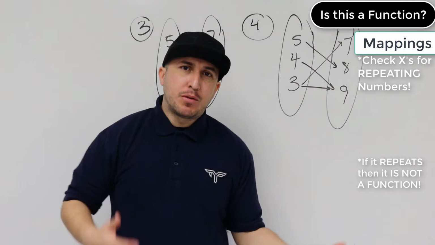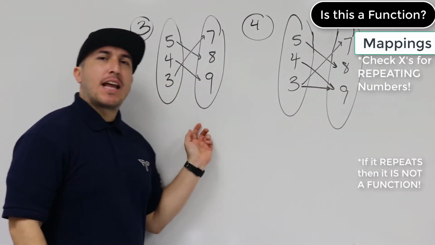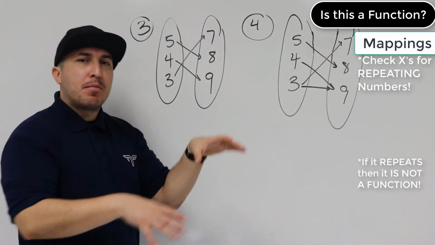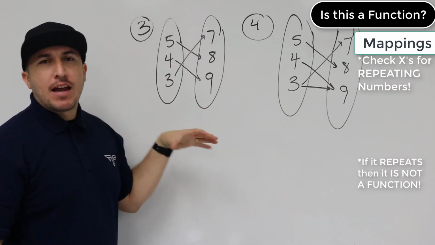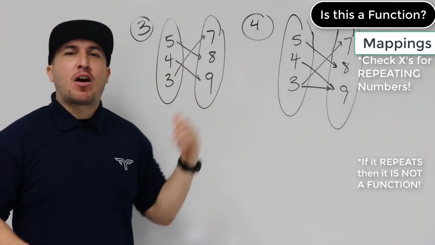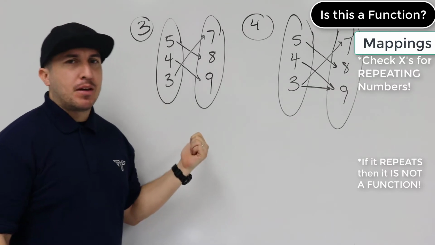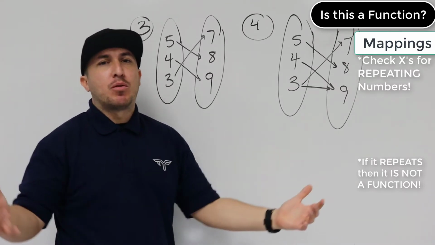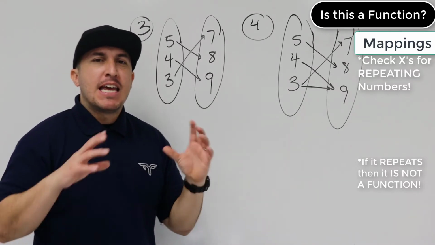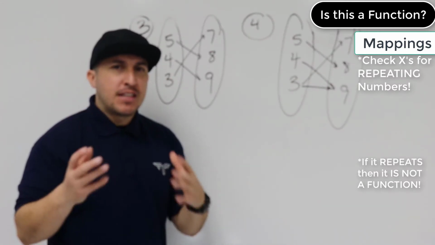All right, here we go. Next 2 examples. So whenever you see ovals like this that have little arrows coming out of them, they might be rounded or rectangles or whatever. Whenever you see the arrows coming out, these are called mappings. All right, this is a mapping. Now here's how you check. It's the same rules. You want to make sure that your X's don't repeat. Here's how you check for X's not repeating.